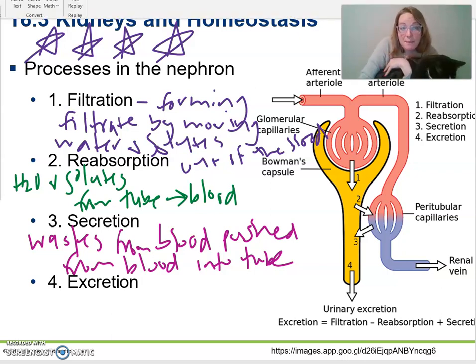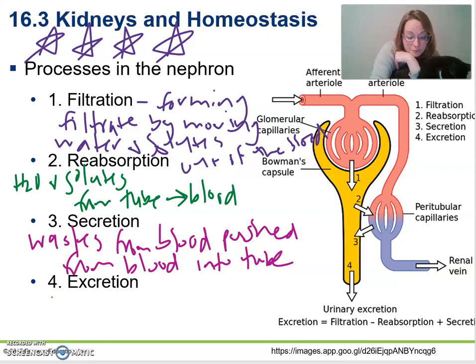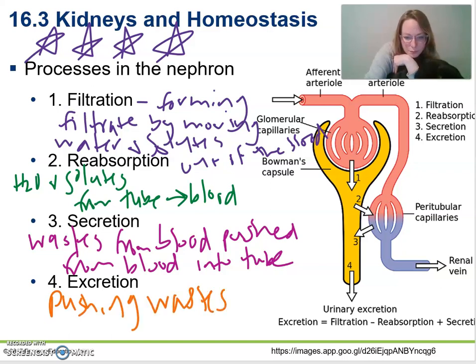Okay, and then our last one is excretion. So that's just, by the end, we've got urine, it's going to be excreted. Pushing wastes out of the body as urine.